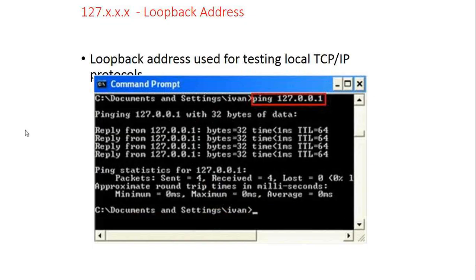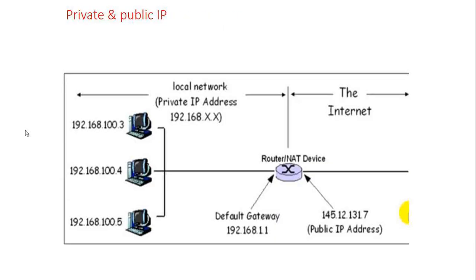The loopback address is used for testing. We have seen that if you ping any IP address in the 127 range, that is for loopback testing. Now, private and public IP address. What is a private IP and what is a public IP?